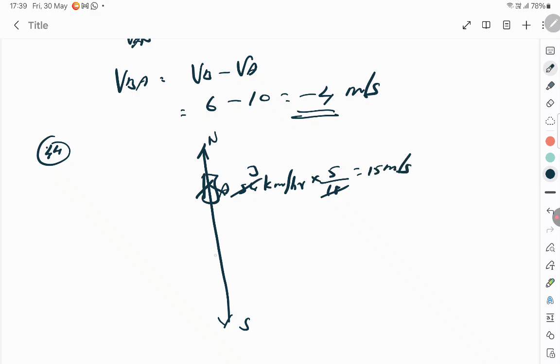And train B is moving towards south with a speed of 90 kilometer per hour, which is into 5 by 18, and 18 fives are 90, so 25 meter per second, and that's going in this direction.